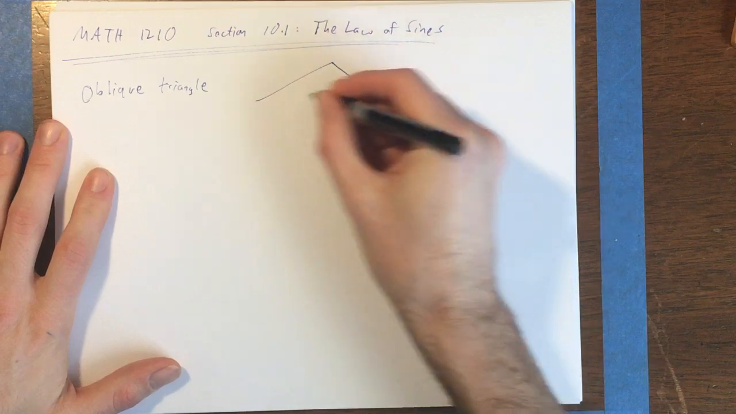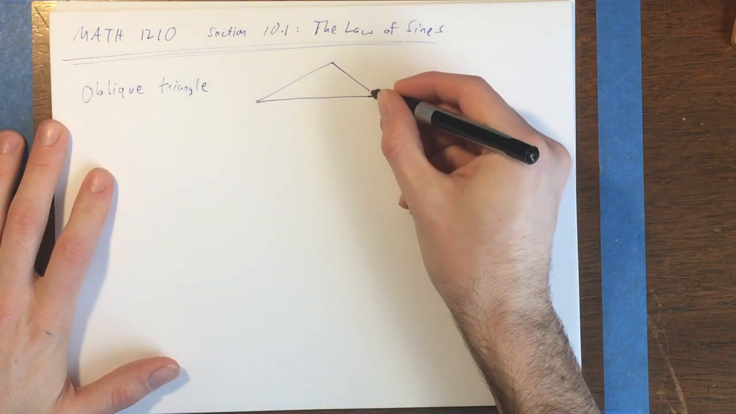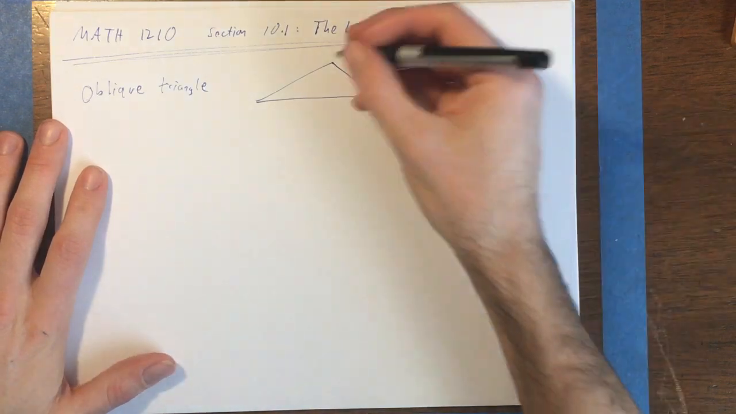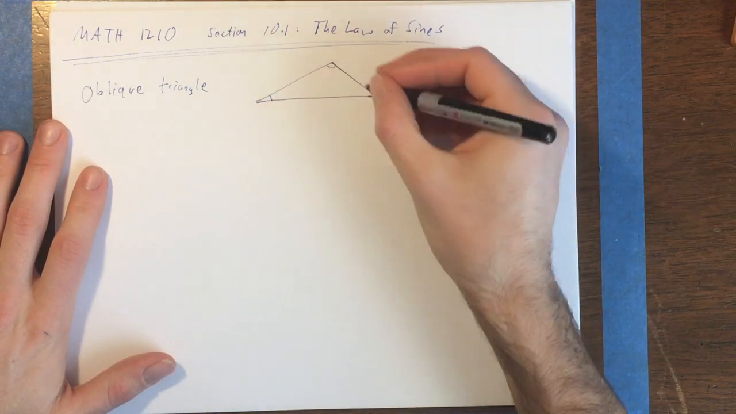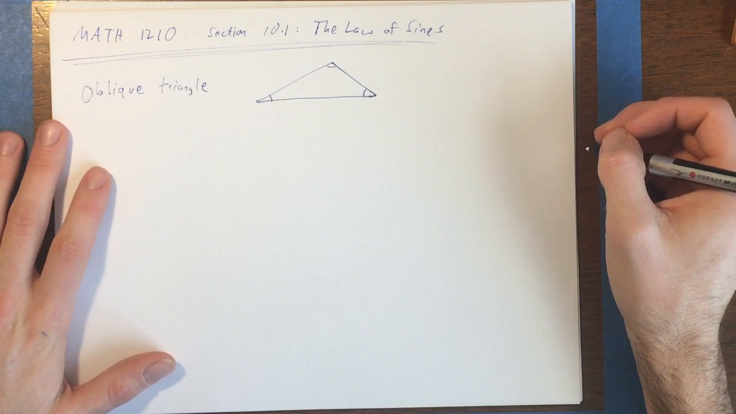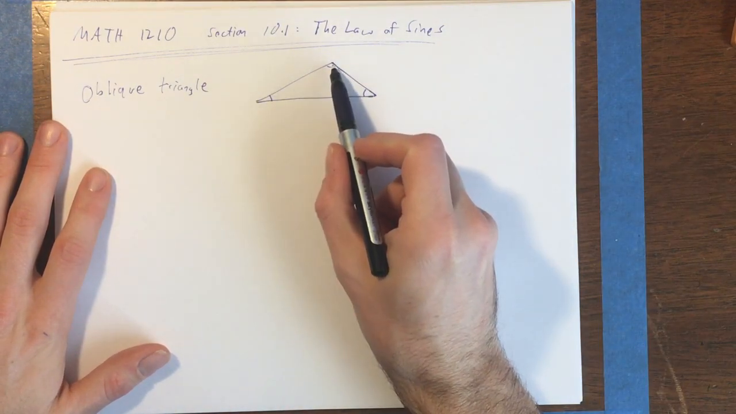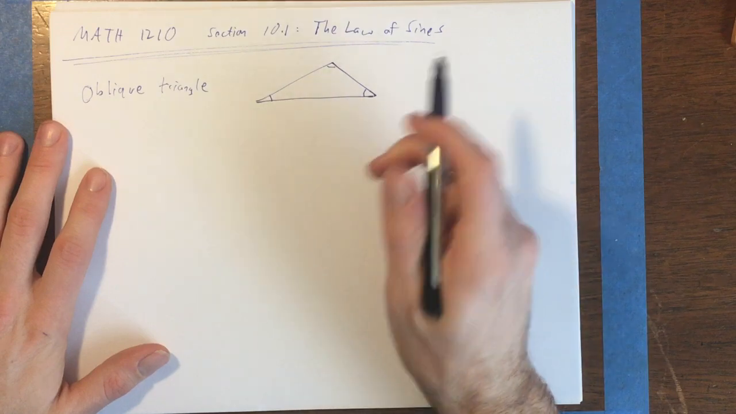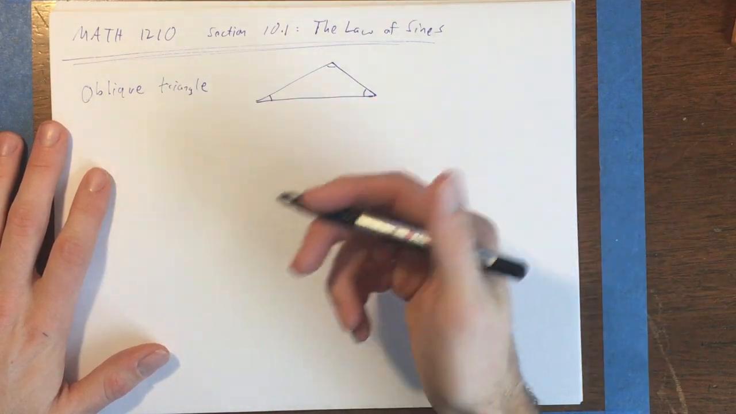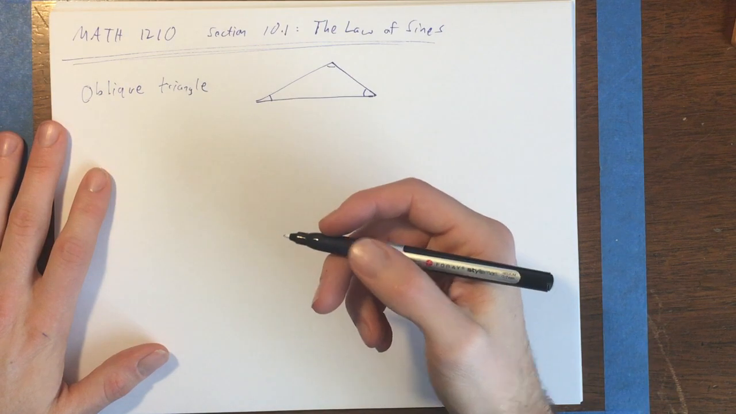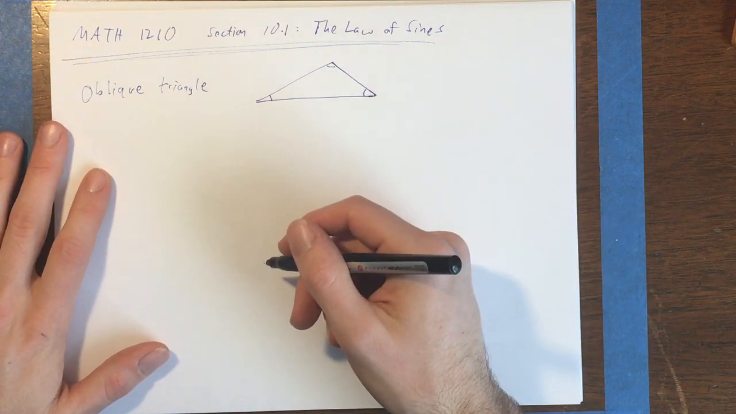So what's an oblique triangle? An oblique triangle is just a triangle in which none of the angles are right angles. So you can see here I drew an example of a triangle where none of these angles are 90 degrees. They're all something else. There's one obtuse angle and two acute angles. You can also have it where all three of them are acute, like in the case of, for example, an equilateral triangle where they're all acute.